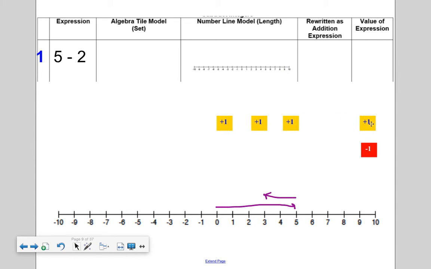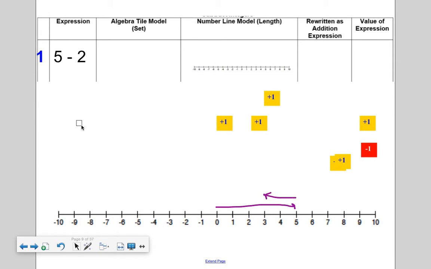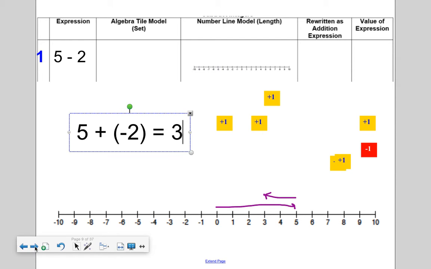You could represent it with tiles. So we have 5 positives. I need to take away 2 of the positives. So we have 3. We can rewrite 5 minus 2 into an addition expression. To rewrite it, add the opposite. The opposite of 2 is negative 2. 5 plus negative 2 is also equal to 3.